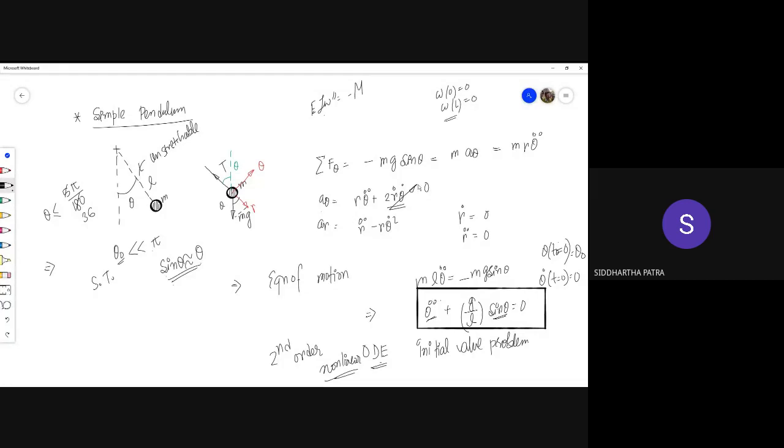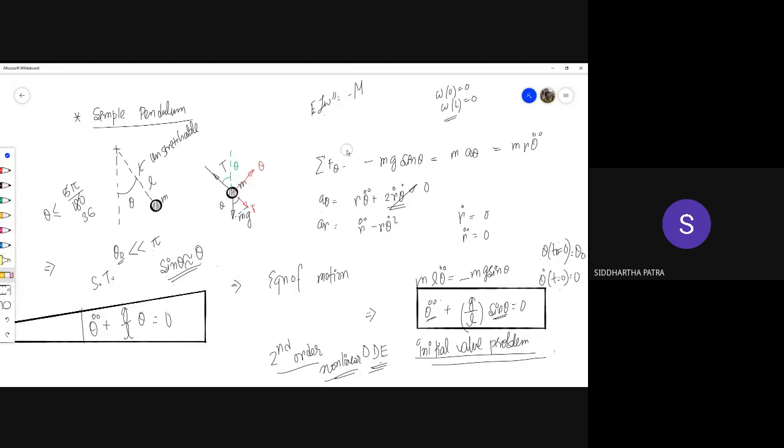Now the problem with time is you cannot know the future. You cannot say what happens at t equals 10 seconds. You can only provide the initial conditions, and hence the initial value problem. Now in that initial value problem, if theta 0, the initial release angle, is much smaller than pi, then you can approximate sine theta to theta and your equation becomes a linear ODE. Everything remains the same. It's a second order ordinary differential equation, an initial value problem, but this time it is a linear equation.